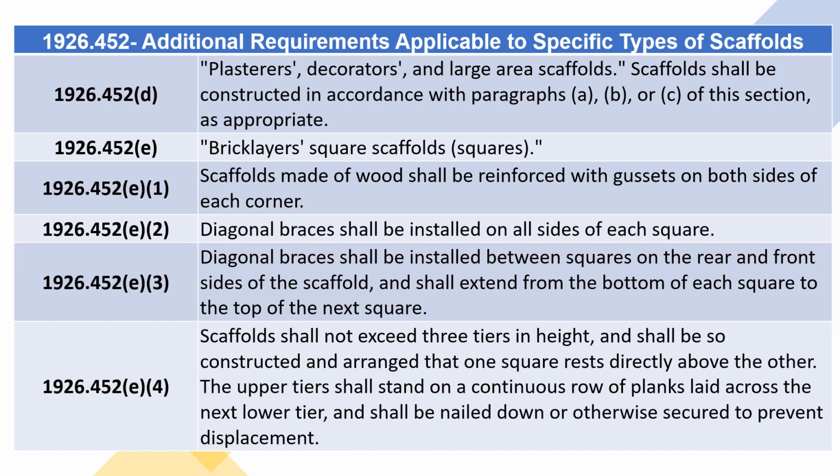1926.452 E3. Diagonal braces shall be installed between squares on the rear and front sides of the scaffold, and shall extend from the bottom of each square to the top of the next square. 1926.452 E4. Scaffolds shall not exceed 3 tiers in height, and shall be so constructed and arranged that one square rests directly above the other. The upper tiers shall stand on a continuous row of planks laid across the next lower tier, and shall be nailed down or otherwise secured to prevent displacement.